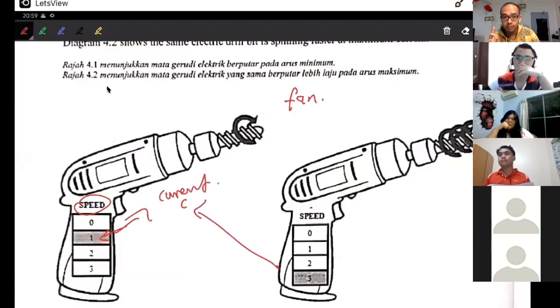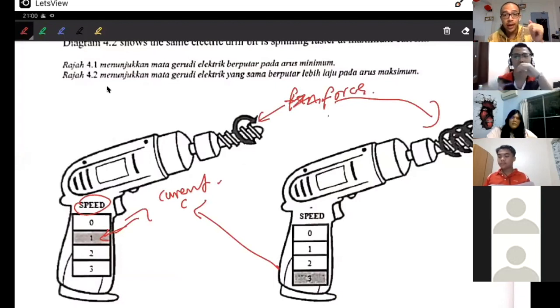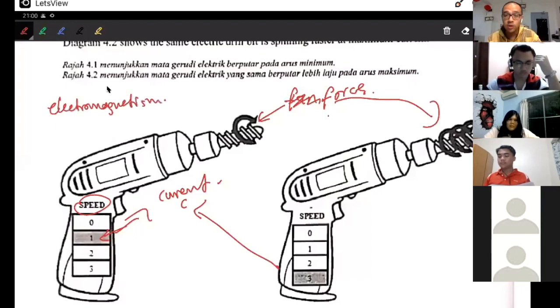Okay, and because it involves rotation, the fan represents the force, like that. Force, right? Yeah, force. Okay, so this is current versus force, and this is another electromagnetism experiment. So this seems to be the trend for the Form 5 experiment.